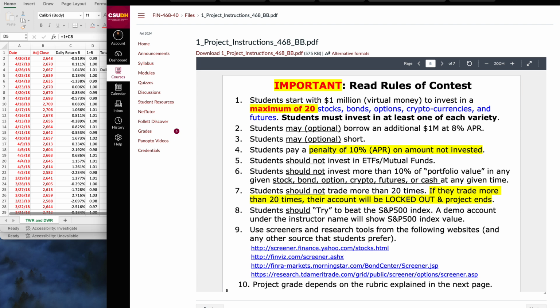And then, yeah, there's a 10% penalty on what is not invested. And we can't invest in mutual funds or ETFs. And we can't invest more than 10% of our value in one single stock, bond, option, crypto, etc. If we do more than 20 trades, we will be in trouble, we'll be locked out, and the project ends. And we're trying to beat the S&P 500.